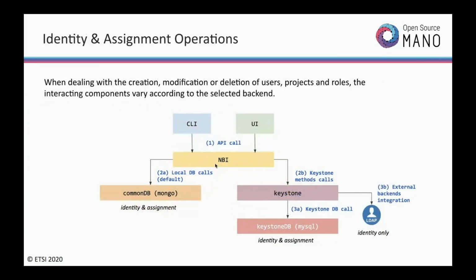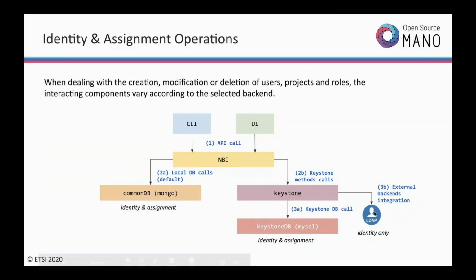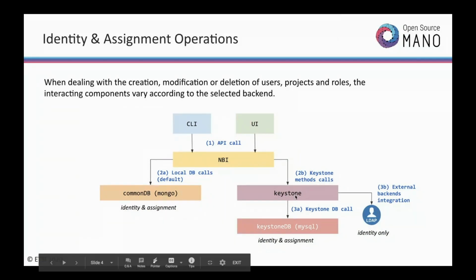Or we can, by configuration of the system, switch to Keystone, and that provides other use cases like being able to integrate with LDAP for an external database of users. And it, of course, has its own database for identity and assignment, or for assignment only. And when I say assignment, I'm talking about roles in the platform, privileges. Okay, so those are the components.